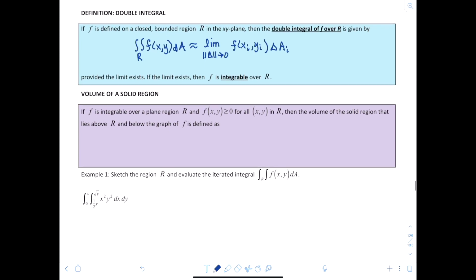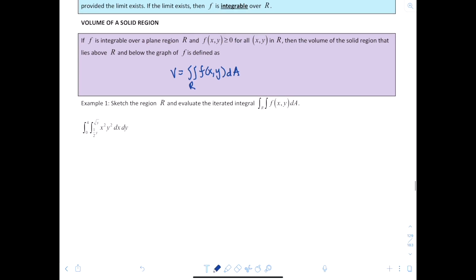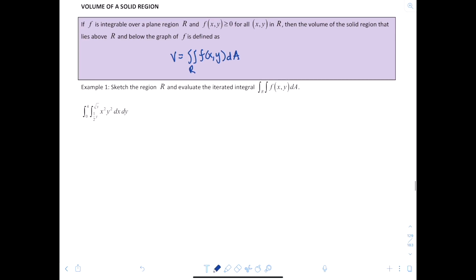So the volume of a solid region: if f is integrable over a plane region R, and f of x, y is greater than or equal to 0 for all x, y in R, then the volume of the solid region that lies above R and below the graph of f is defined as volume equals the double integral over the region R of f of x and y dA. Cool so far?